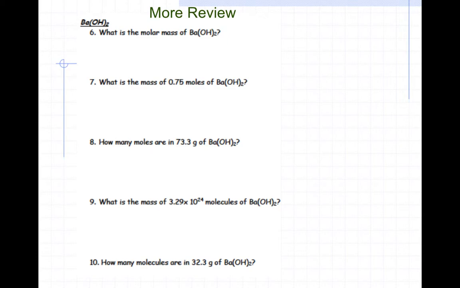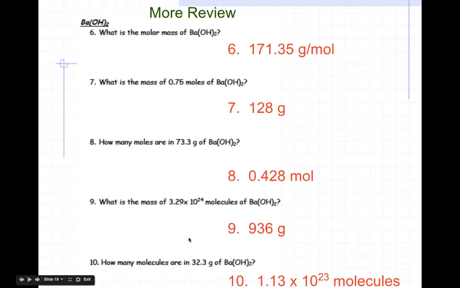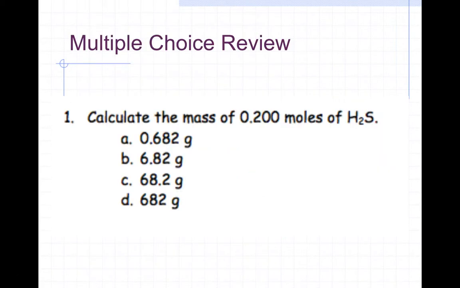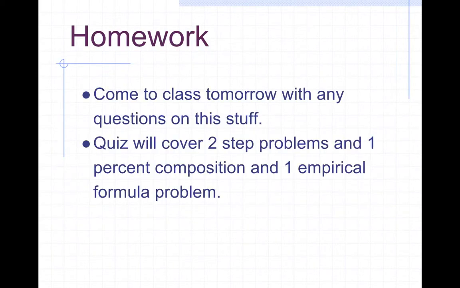Well, I hope you got them all right. Let's take a quick look here. What is this? Oh, just molar mass. This here is a 1 step because of the word moles. 1 step because of the word moles. No moles in these 2, so they're both 2-step problems. And here are the answers so that you have them. What about a quick multiple choice review? Calculate the mass of 0.200 moles of H2S. Very good. B, 6.82.